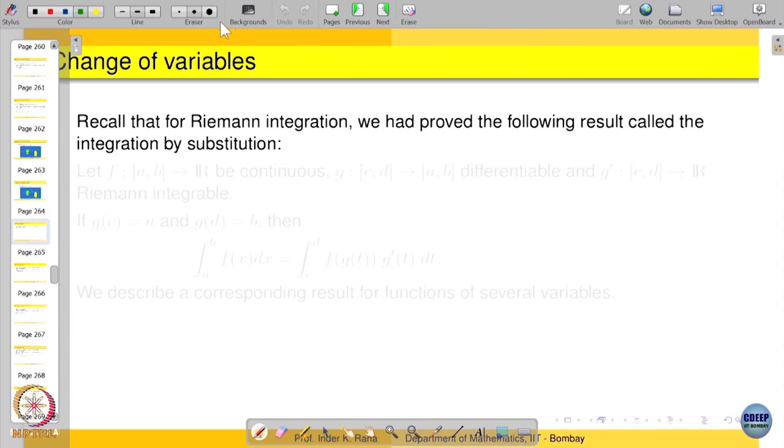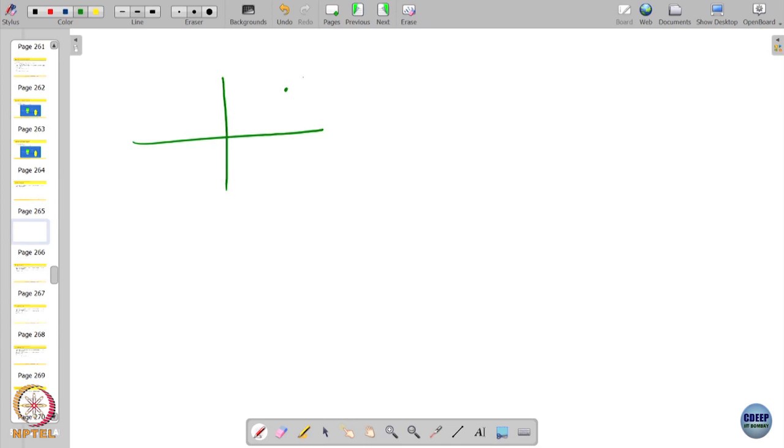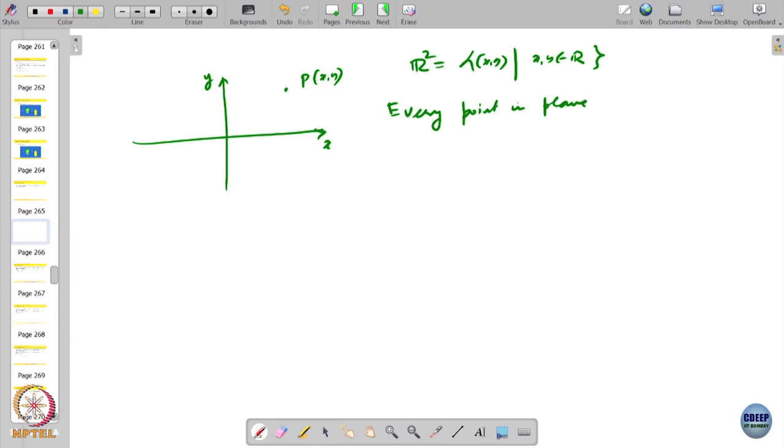Next, what we want to do is what is called the change of variable formula. So that is what we started looking at last time. Namely, in the plane, given a point, you can draw coordinates x and y. So R2 is the set of all (x, y) such that x and y belong to R. This notation comes because every point in the plane is a geometric object, right, a plane. So what is the way of describing it? Every point in the plane gets associated with a point P with coordinates x and y, and every point P with coordinates x and y gives you a point in the plane.